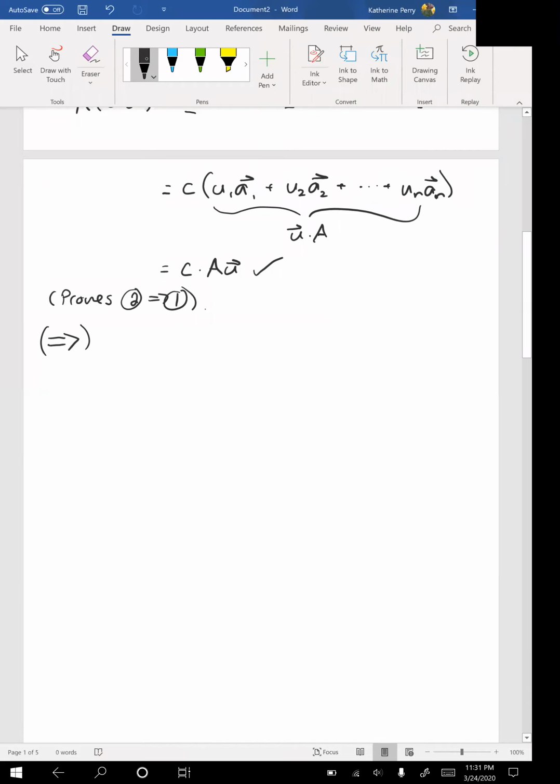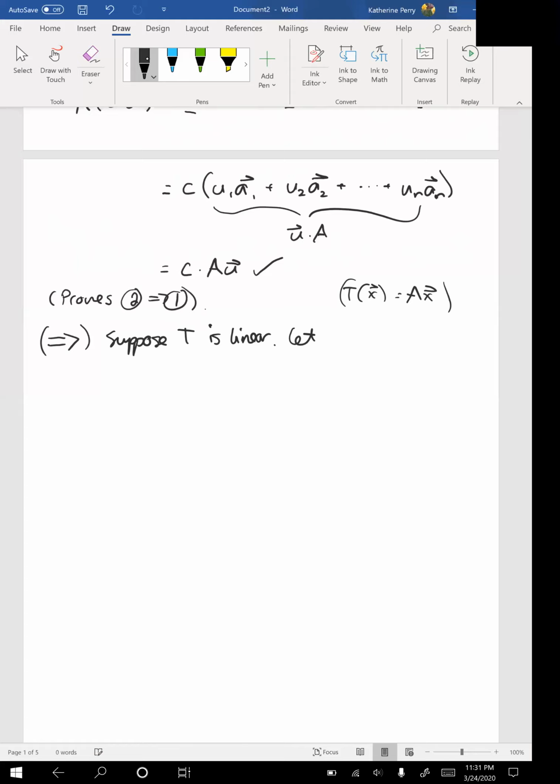Okay, so first we're assuming, suppose T is linear, and we want to find some matrix A so that T of X is equal to A times X. So that's what we want to find, is this matrix A. To do that, remember that we had these standard basis vectors, AKA the E's.